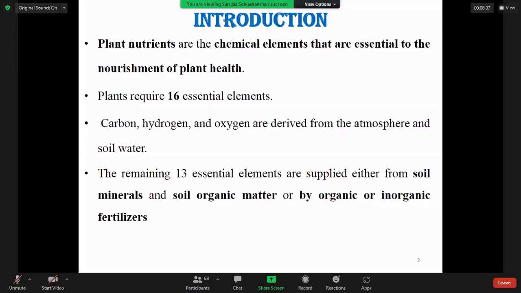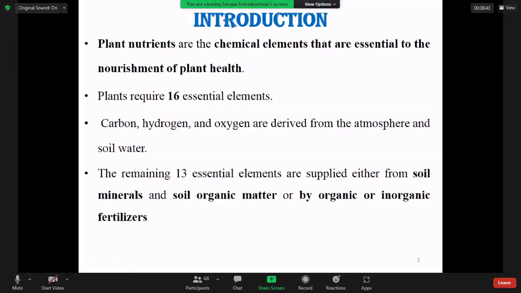In that, carbon, hydrogen, oxygen are called non-mineral elements. Other than these, what are the other 13 essential elements? Can you list some? Nitrogen, phosphorus, good. Potassium, calcium, magnesium.